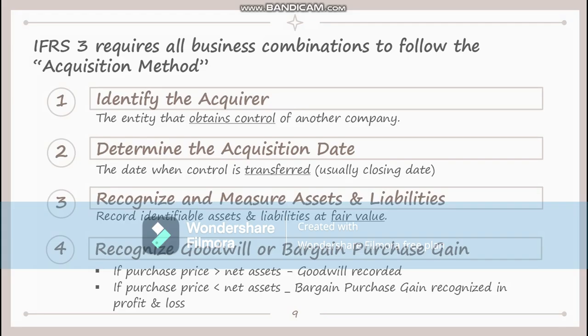Step 1 is identifying the acquirer. The acquirer is the business that gains control over another business. Control is defined by owning over half of voting shares or the ability to decide on key financial and management policies. Sometimes, contracts can give this power too.